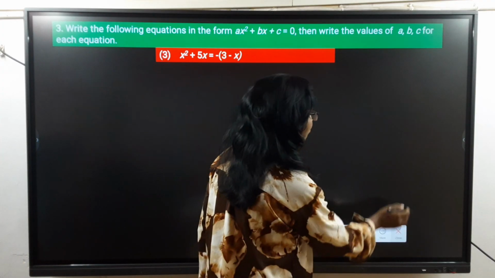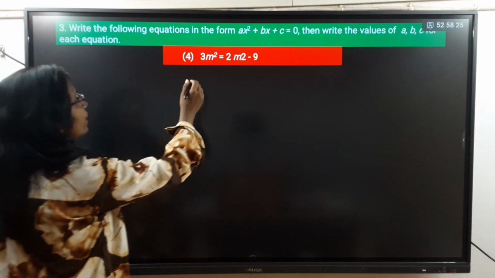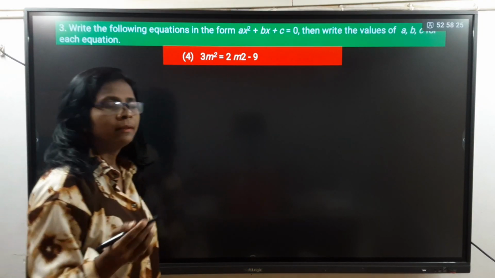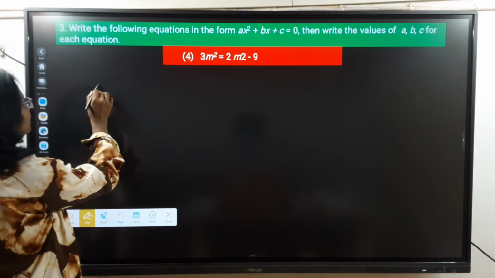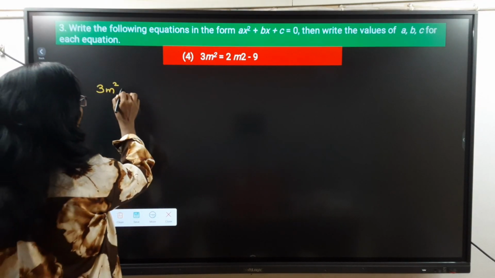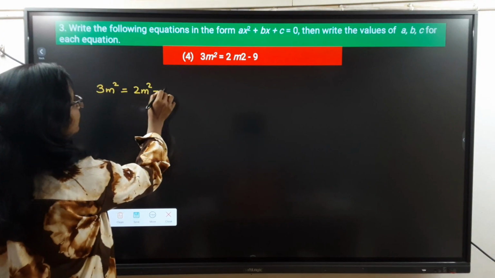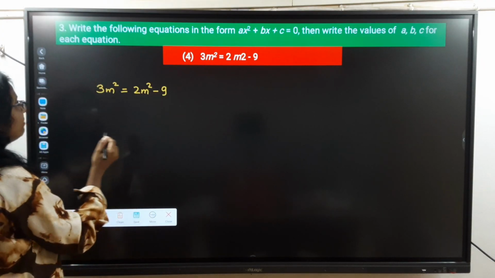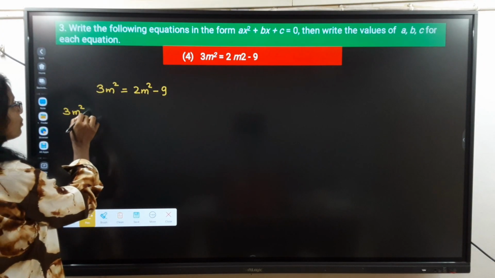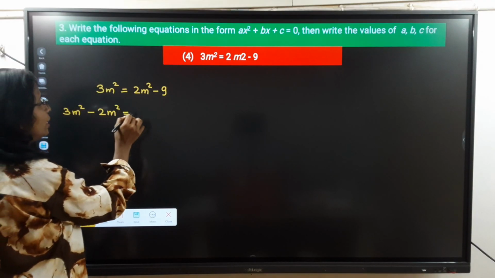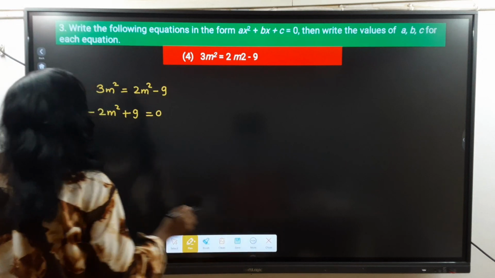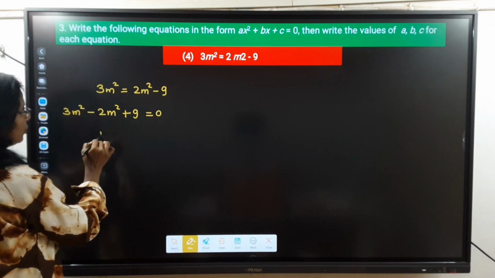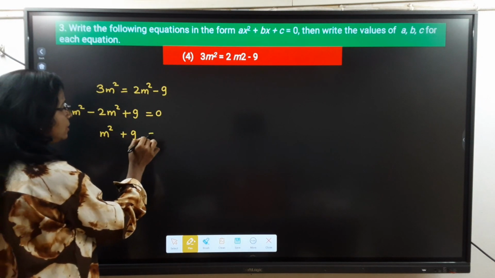Then the next example, 3m square is equal to 2m square minus 9. So here, students, first write down the equation as it is: 3m square is equal to 2m square minus 9. Further we simplify this equation. So it will be 3m square minus 2m square plus 9 is equal to 0. Therefore 3m square minus 2m square, that means here, students, m square plus 9 is equal to 0.